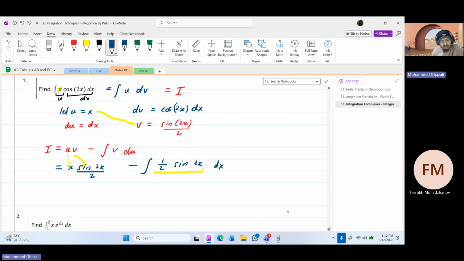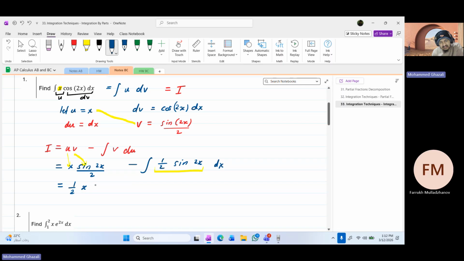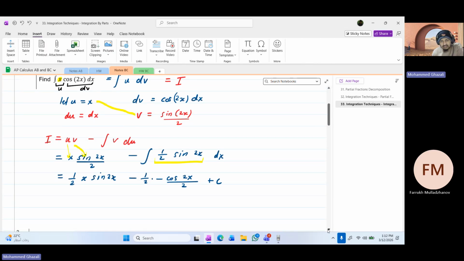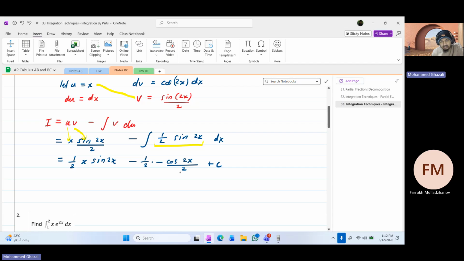And now it's easy to integrate this, because this is just half x sine 2x minus half the integral of sine 2x, which is negative cos 2x divided by 2, plus a c. Now you add a c. So we have half x sine 2x plus quarter cos 2x plus c. This is a nice method.